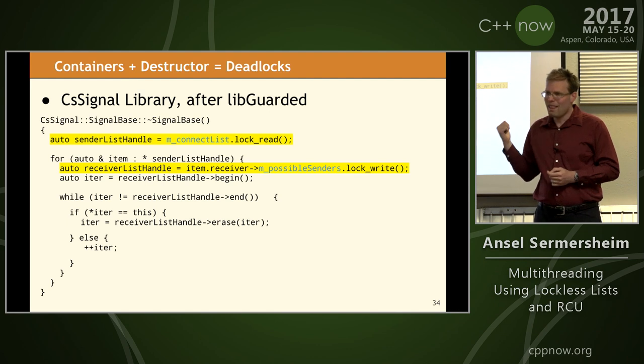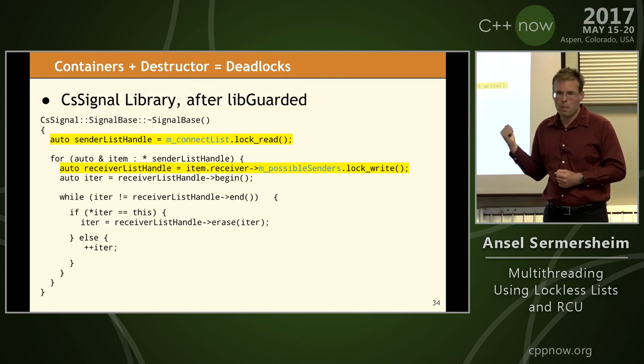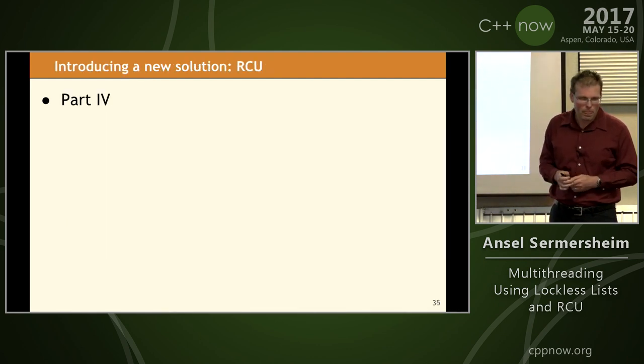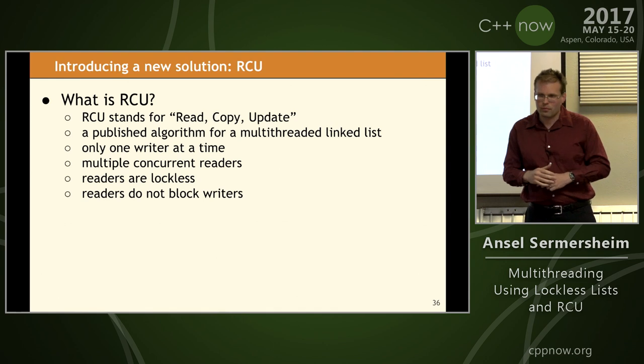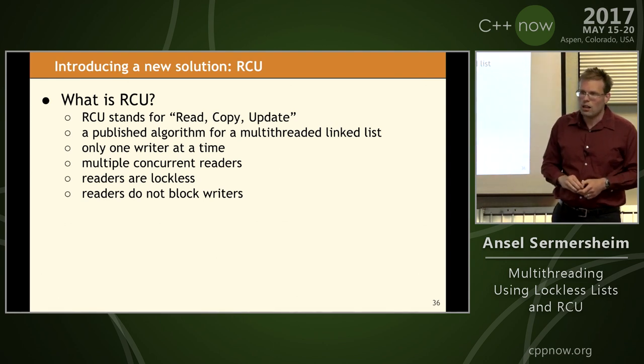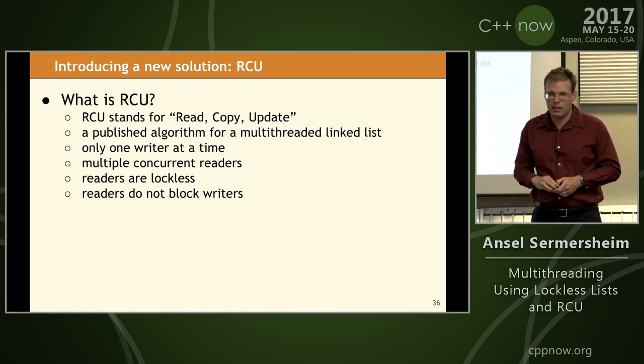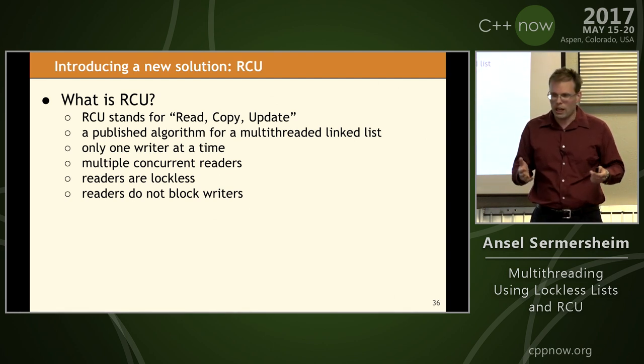So how do we actually make this code work? We need RCU. What is RCU? It stands for Read, Copy, Update. And it's a very common published algorithm for managing a multi-threaded linked list. It supports one writer at a time, and that's actually a fairly important property.